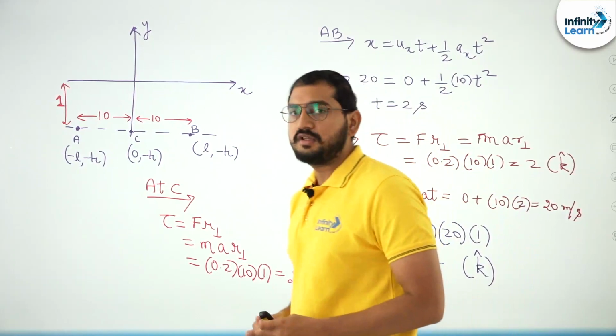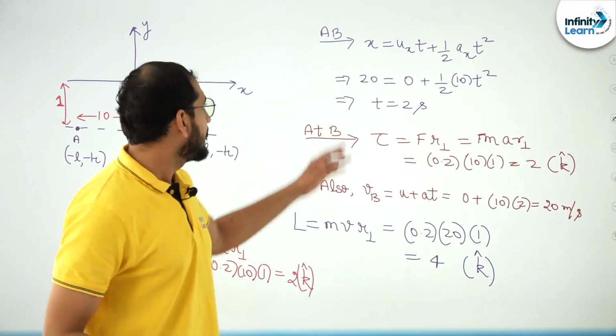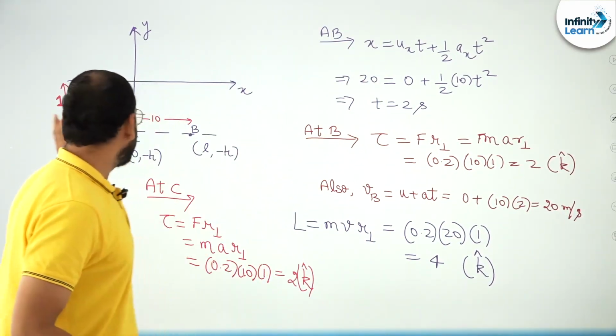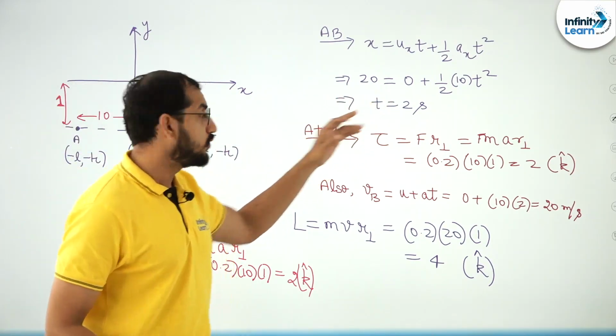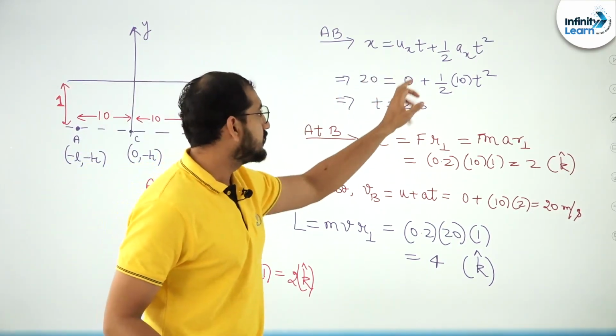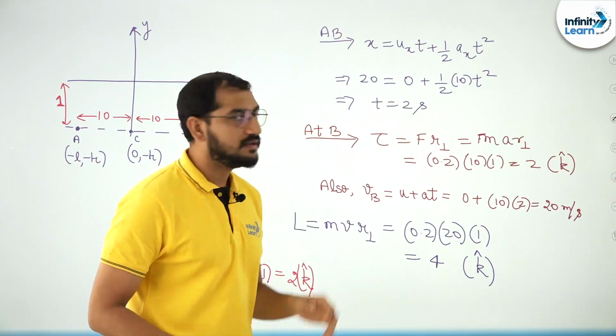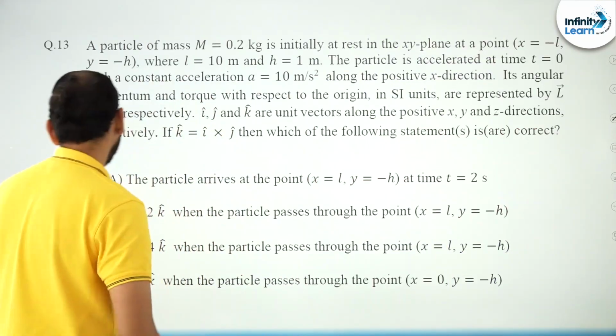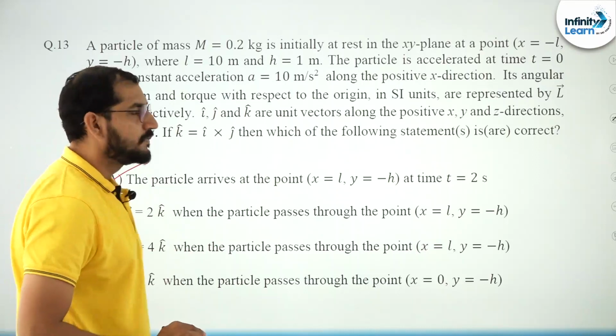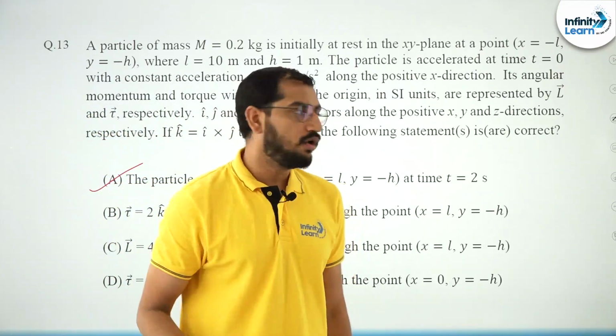So I will write down the equation of kinematics from A to B. The displacement that it needs to cover is 20. As you can see from the drawing, initial speed is 0, acceleration is given to us, then time is coming out to be 2 seconds, right? So yes, option A is matched. Moving on to option B.